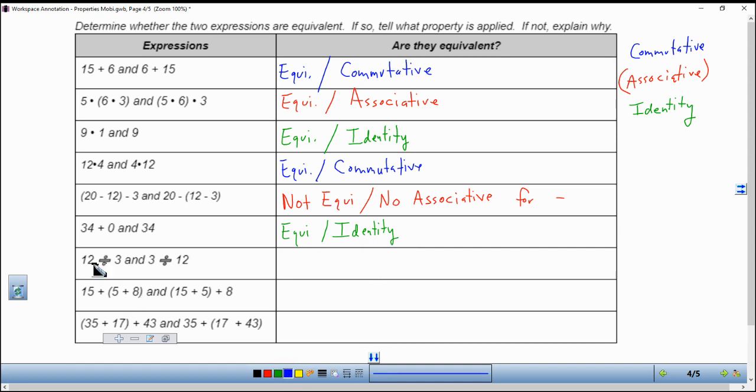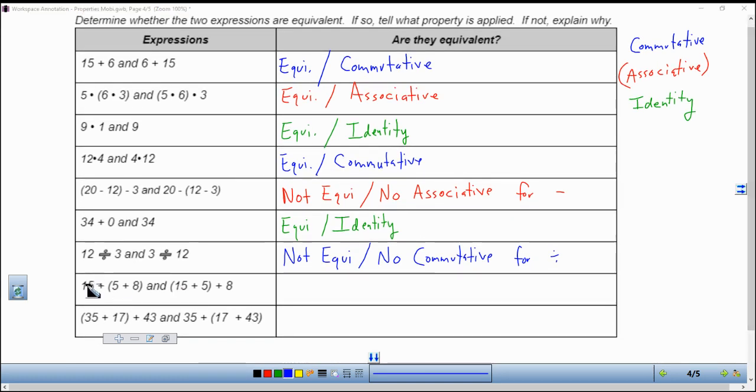All right, let's check this next one out. 12 divided by 3, 3 divided by 12. Same numbers, different order, which seems like it would be commutative, but this is division, and there's no commutative property for division. It's only for addition and multiplication. So we'd say this is not equivalent. And similar to the previous example, we'd say there's no commutative for division. There isn't one. These properties are just for addition and multiplication.